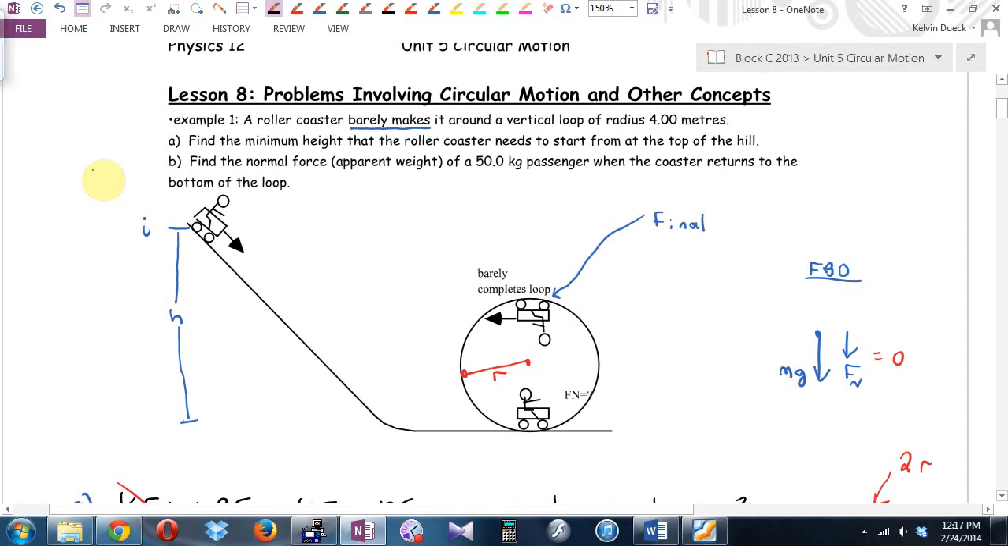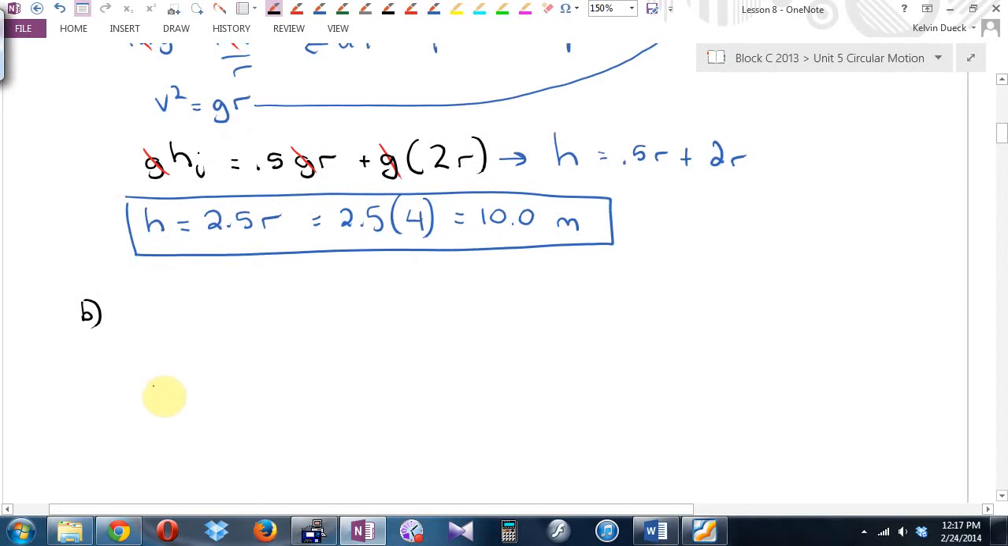Find the normal force when the coaster returns to the bottom. Okay, at the bottom, there we go. What are the forces acting on them at the bottom? Get the obvious one. What else? Normal force pointing which way?